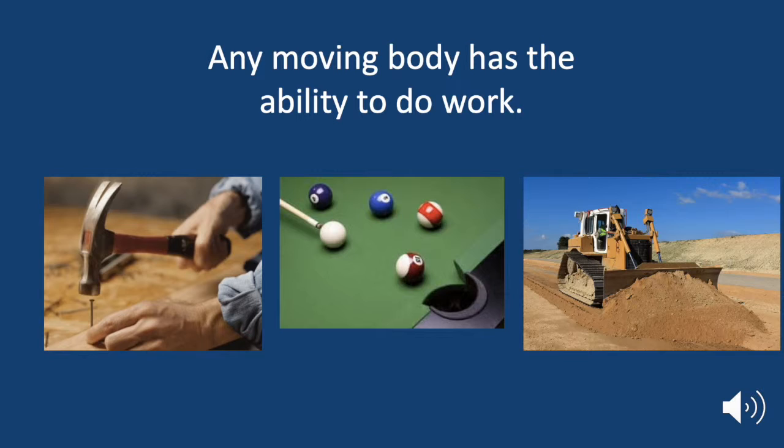Now, if a body has kinetic energy, then it's able to do some work. A hammerhead has kinetic energy. When it's swinging down, it can knock a nail into wood. Billiard balls or pool balls, one cue ball moving along the table can make another cue ball move. And of course, a bulldozer can move along the ground and then move some sand, do work on the sand. And we always remember that energy is the ability to do work.